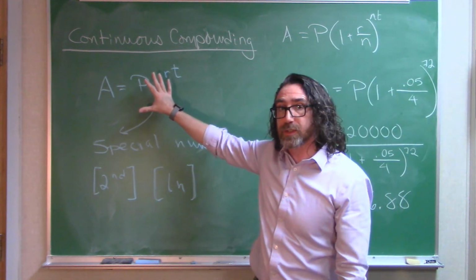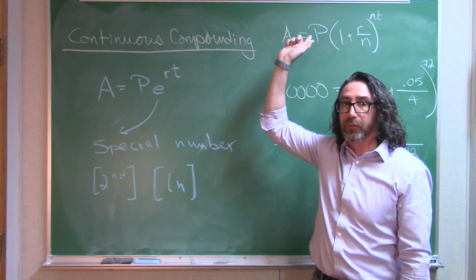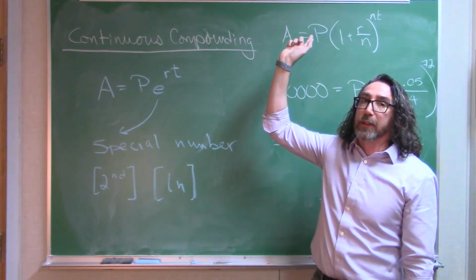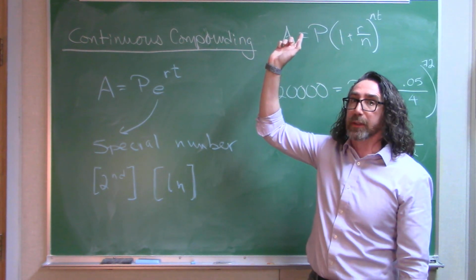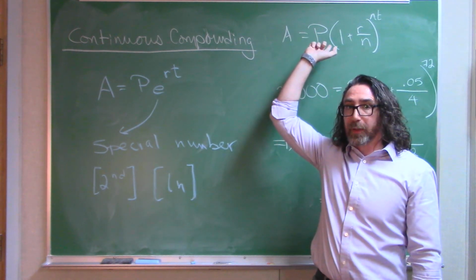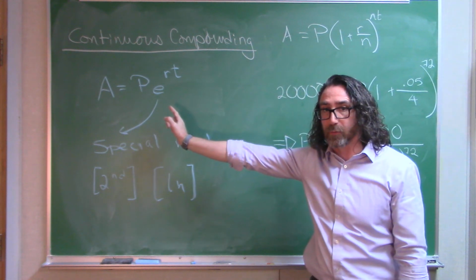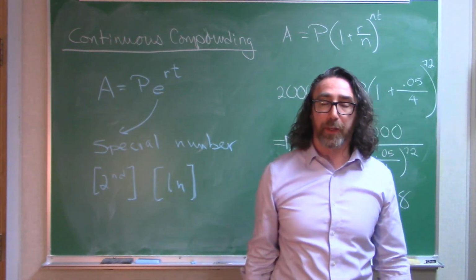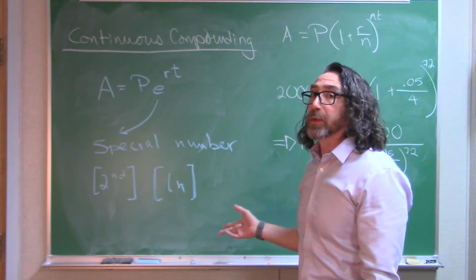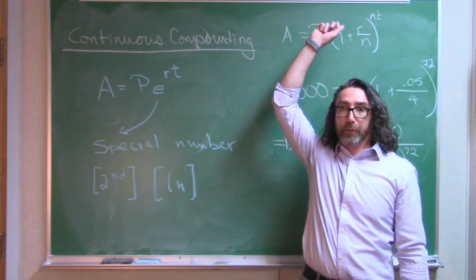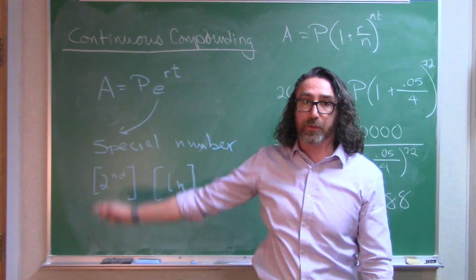This is for continuous compounding. This is for anything else, like daily, weekly, monthly, quarterly, annually. We would use this. Continuously, we are over here using this. Okay, so two formulas for us to know. The compound interest formula and the one for continuously compounded interest.